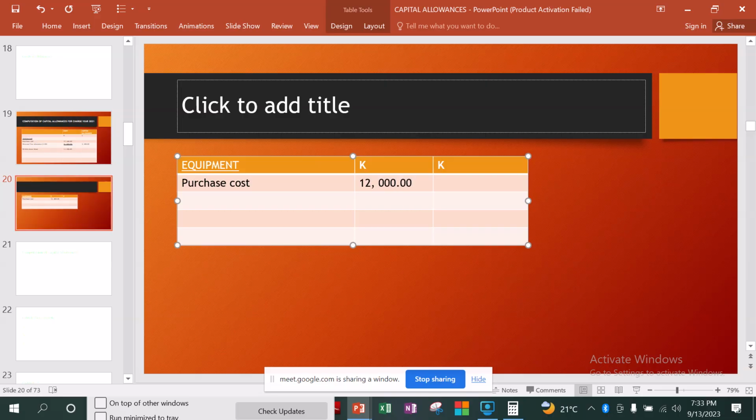Again, this is subject to capital allowance, which we call wear and tear. Okay. Wear and tear allowance at equipment, it's at 25%. So 25% of 12,000 will be 3,000. So I have that one, 3,000.